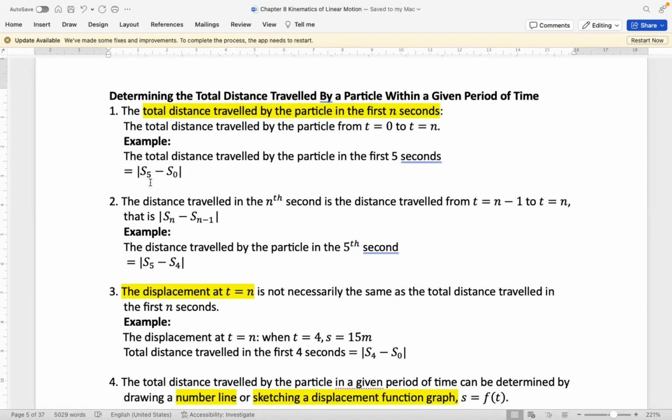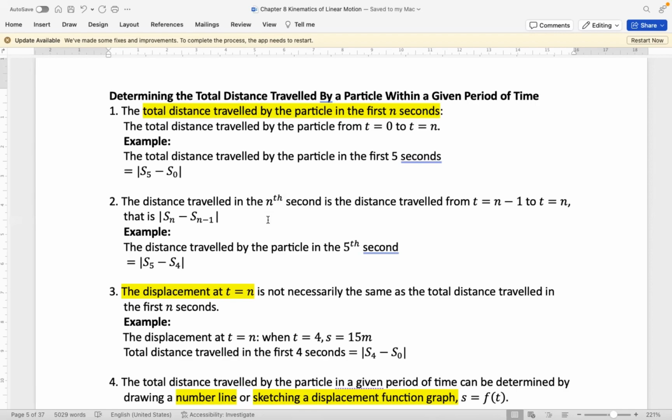S is position. So sometimes maybe the answer here is -9 and the answer here is 2. -9 minus 2, you get -11, for example. Then you have to take the modulus and change it to +11. So the total distance traveled will be positive, positive 11 meters, for example.